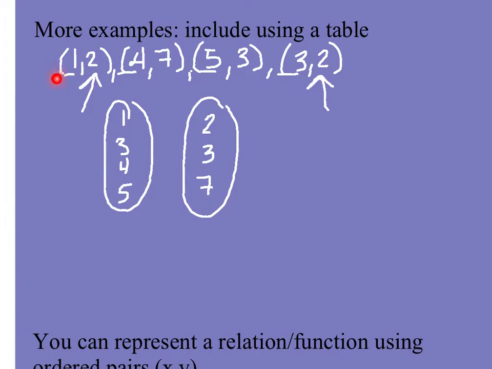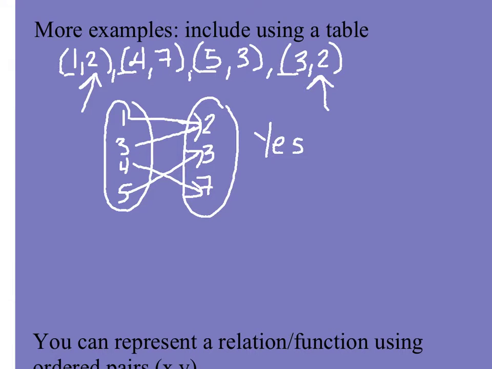According to the very first one, 1 goes to 2. So I draw my arrow 1 to 2. And the next one, 4 goes to 7, 5 goes to 3, and 3 goes to 2. So the question is, is it a function? Now remember, for each one of these inputs, you can only go to 1 output. So 1 goes to 2. It only goes to 2, so we're good. 3 goes to 2. It only goes to 2, we're good. 4 goes to 7, and 5 goes to 3. So we're actually good. This is a function.